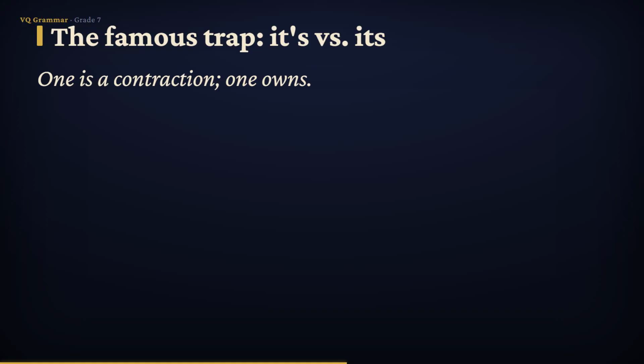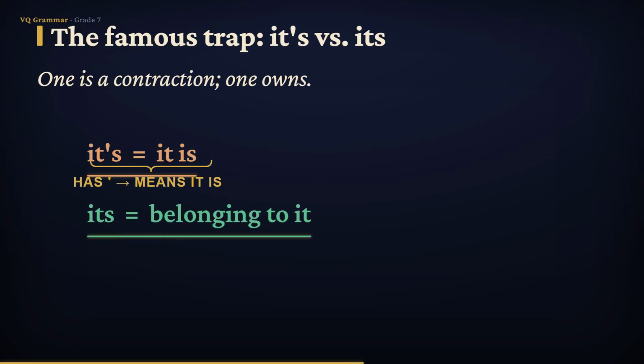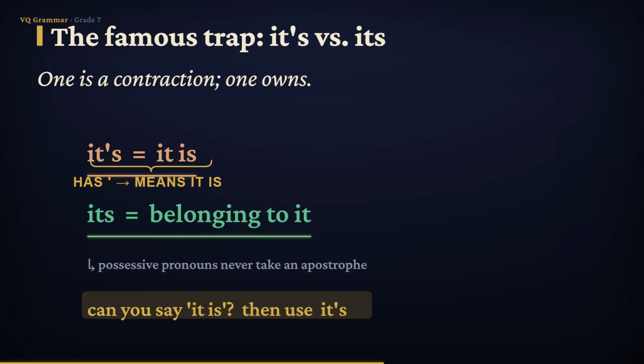Before we practice, let's clear up the most famous mix-up of all. It's versus its. When it's has an apostrophe, it is a contraction, short for it is. But its with no apostrophe is a possessive, meaning belonging to it. Here's the surprising part. Possessive pronouns like its never use an apostrophe at all. So try this quick test. If you can replace the word with it is, then you want it's with the apostrophe. If you can't, you want plain its.